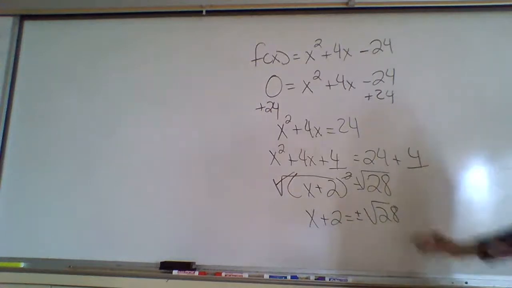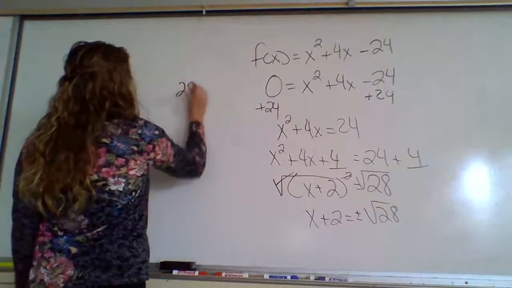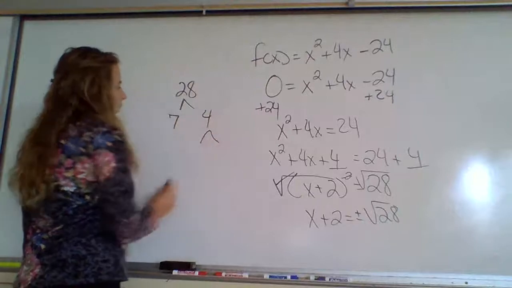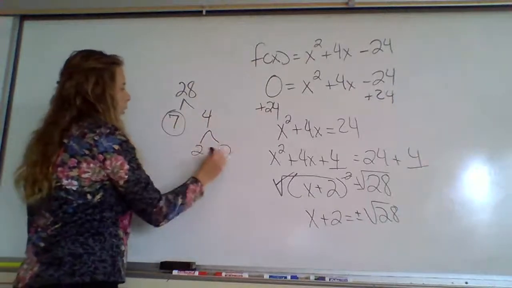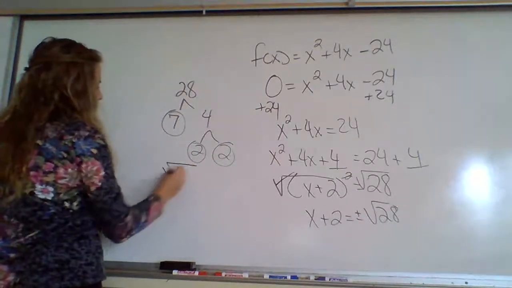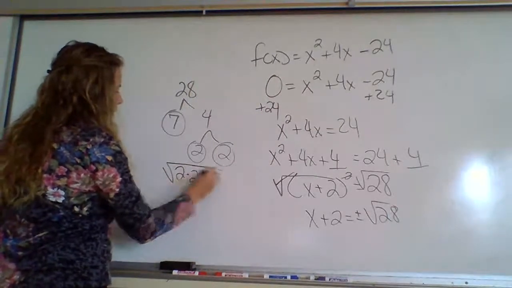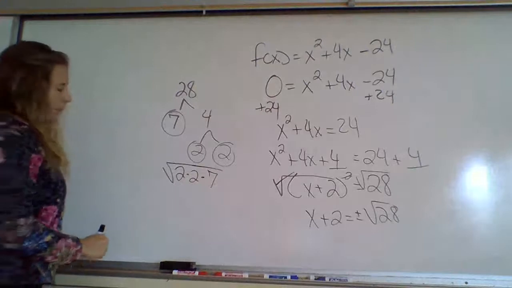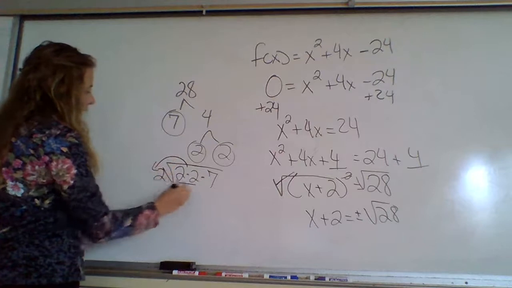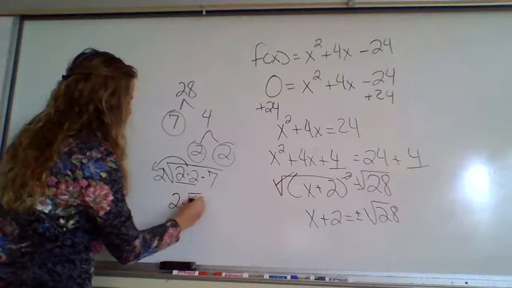So then, we have to do 28. We'll come over here. 28, which is 7 times 4. This is prime, 2, 2, prime, prime. Okay, so the square root of 28 is the same thing as the square root of 2 times 2 times 7. Looking for groups of 2, so take out a 2, and then your 7 stays inside. All right, okay, so it's going to be 2 square root 7.